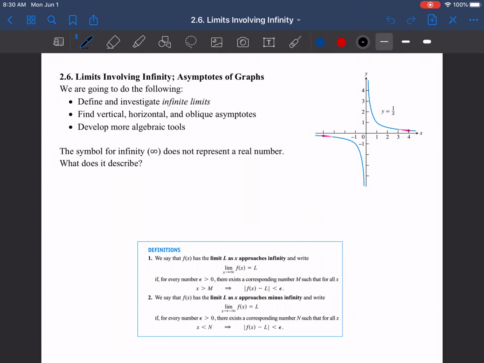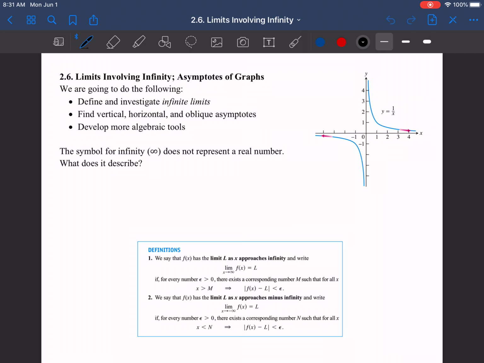All right, we're going to finish up this chapter with 2.6 here, and we're going to look at limits that involve infinities, and then therefore looking at asymptotes of graphs. So what we need to do is first define and investigate infinite limits, and then we're going to use them to find vertical, horizontal, oblique asymptotes, which is something we were finding back in pre-calculus and in algebra and stuff like that. But here we're going to find it using limits, and we'll do a little more algebraic tools for this stuff.